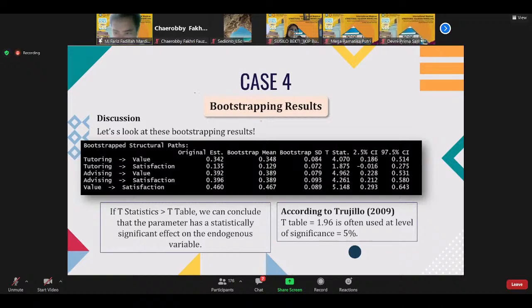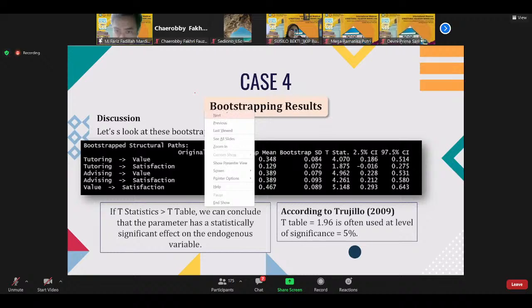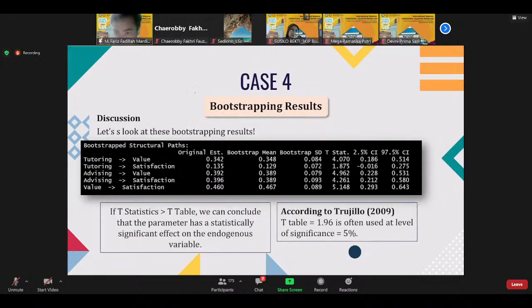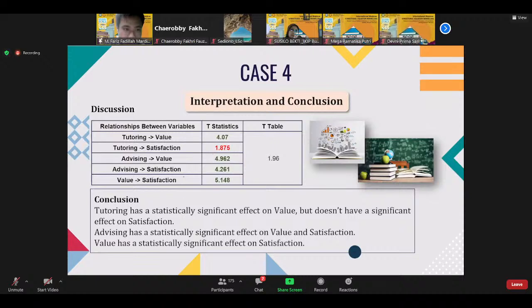We can use the T-stat. This is less than 1.96. Sorry, 1.96. So it can be concluded that tutoring has a statistically significant effect on value, and tutoring doesn't have a significant effect on satisfaction.